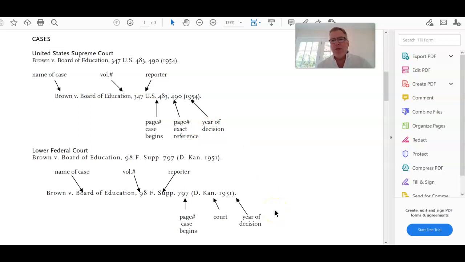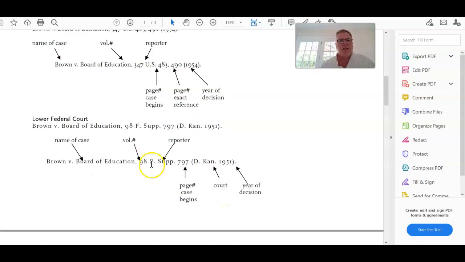90% of the time, you will be using pinpoint citations. When you're writing them out, you want to point the reader to the page in the case that stands for the legal authority that you are relying on to support your argument. You don't want to cite the case and have some judge reading a 20-page case to find the quote that supports your position. Judges don't like that, and they won't like the writer for doing that.